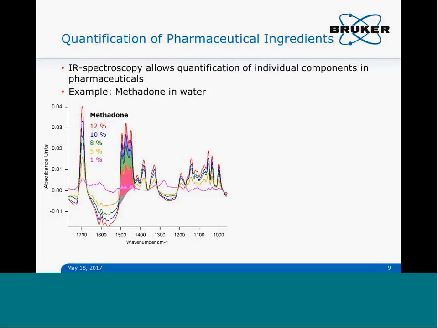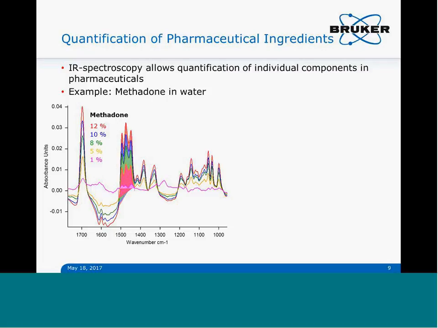So infrared spectroscopy can be used not just for qualitative analysis, like for identification purposes. It's also very much used for quantitative analysis. Example of a spectrum of methadone in water. And when changing the concentration of our sample, the infrared band intensity goes higher and higher and higher.